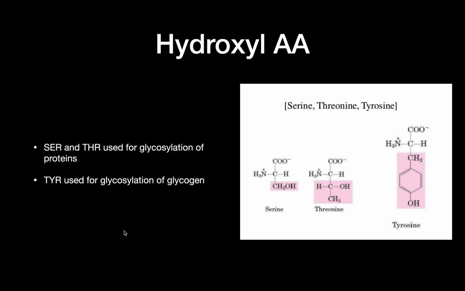Hydroxyl amino acids are uncharged and polar, and they are characterized by these hydroxyl groups on their R groups. Serine and threonine are used for the glycosylation of proteins, and tyrosine is used for the glycosylation of glycogen. Glycosylation is important because it activates these proteins and gets them ready for metabolism.